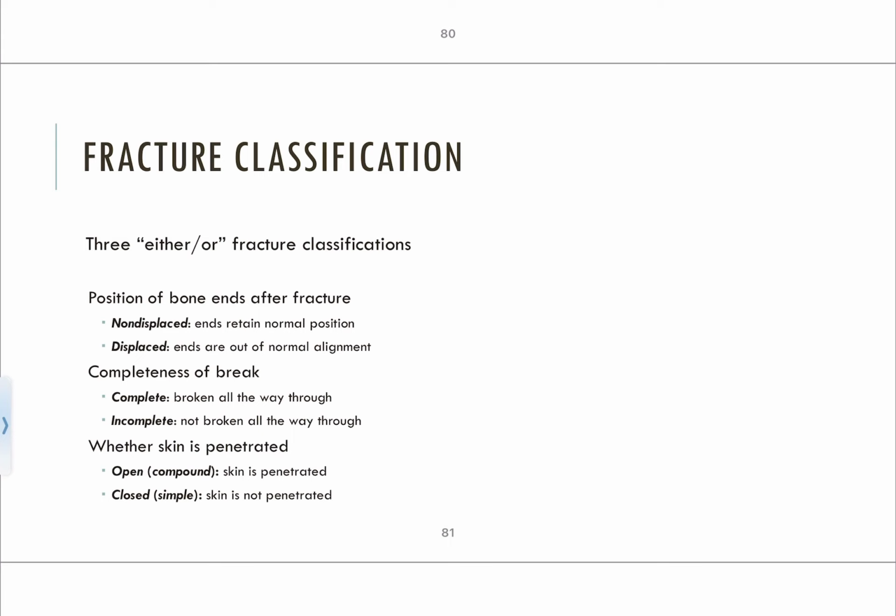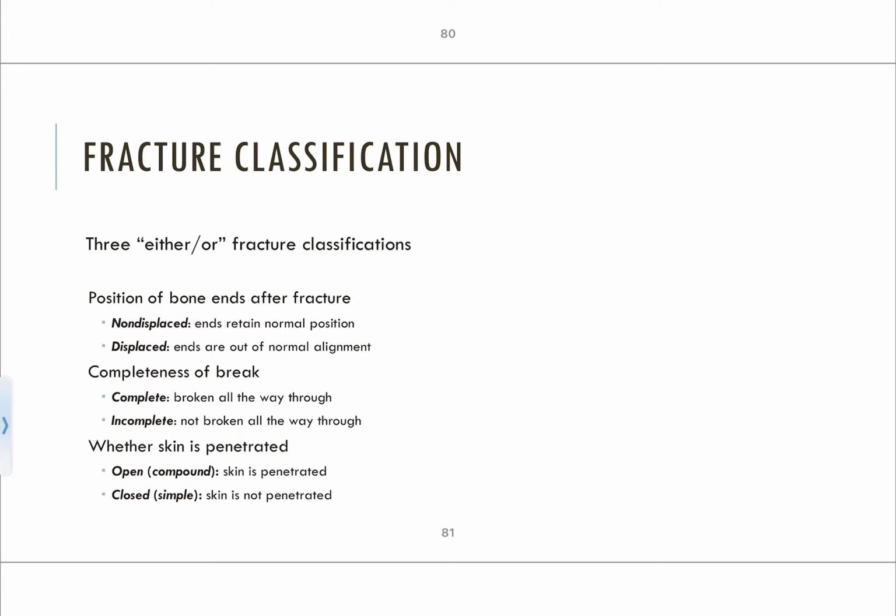So we're talking about the position of the bone ends after the fracture. If they're in the position that they're supposed to be in, we say it's a non-displaced fracture. If the ends are out of alignment, then we say it's a displaced fracture. We can also talk about the completeness of the break. Did the bone break all the way through, or is it still just fractured partially but connected? So if the bone is broken all the way through, we say it's a complete fracture. If it's not broken all the way through, we say it's an incomplete fracture.